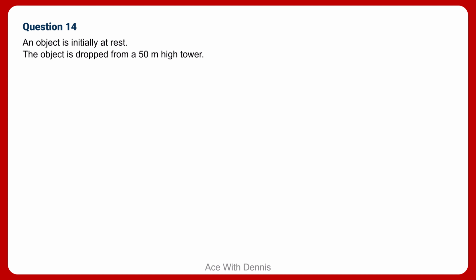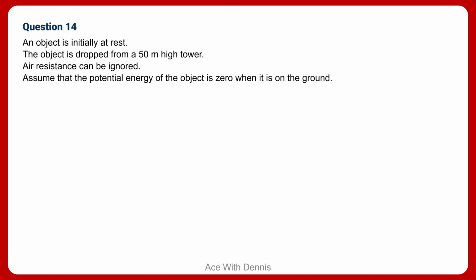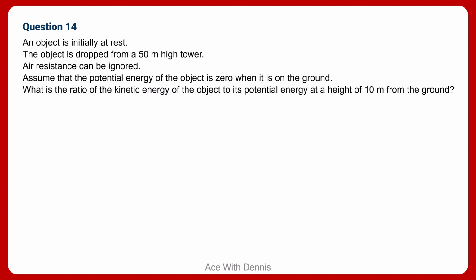Question 14. An object is initially at rest. The object is dropped from a 50 meters high tower. Air resistance can be ignored. Assume that the potential energy of the object is zero when it is on the ground. What is the ratio of the kinetic energy of the object to its potential energy at a height of 10 meters from the ground?